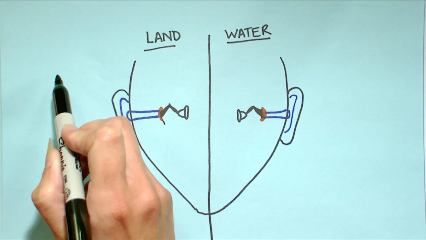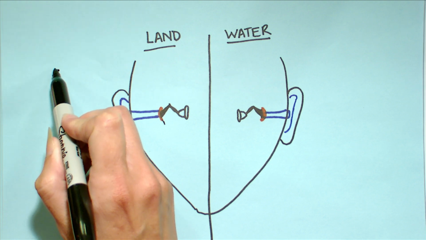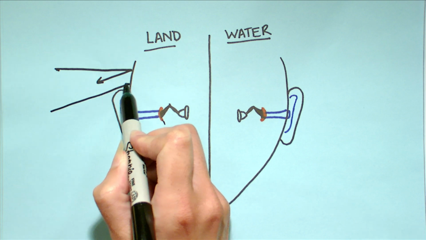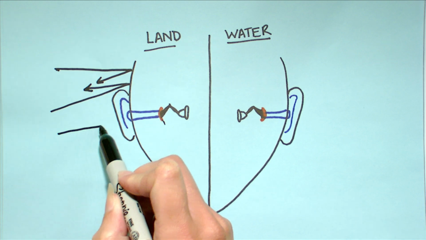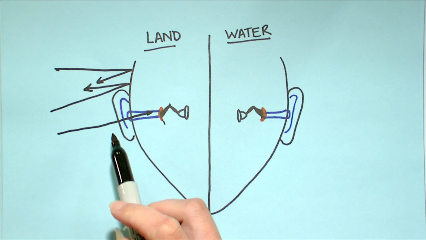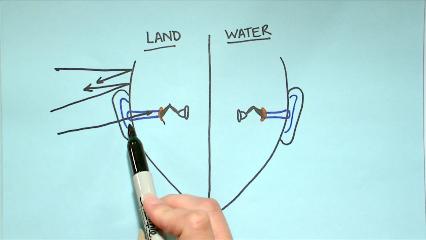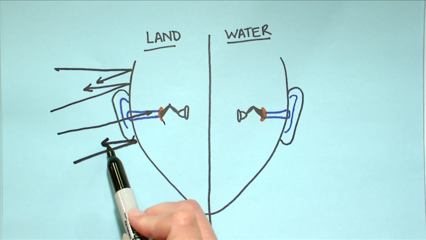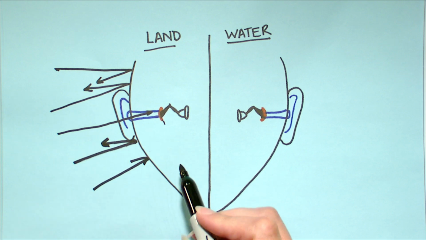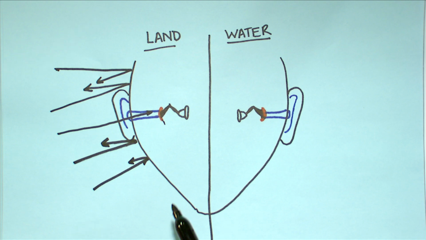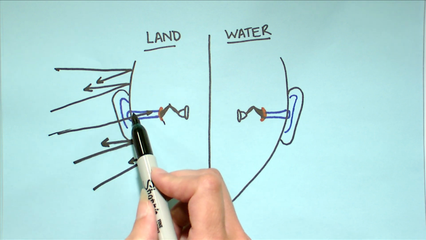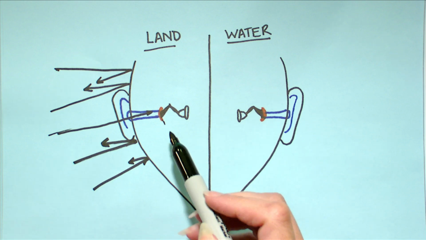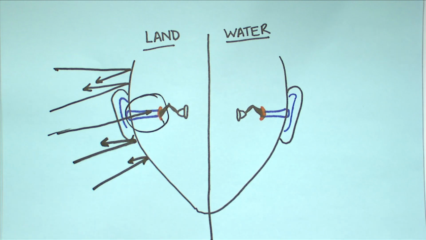Now, when sound travels through land or through air, it's going to bounce off the skull. So really, the only sound waves that are going to get through are going to be picked up by this pinna and funneled through the external acoustic meatus. Everything else is going to bounce off. So that means that sound has to come here, and then it has to come through the other side as well. In other words, the only place for sound transmission is here.